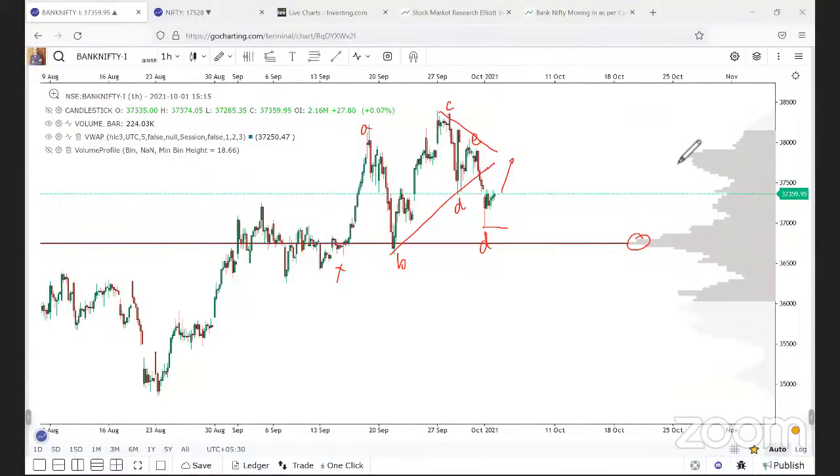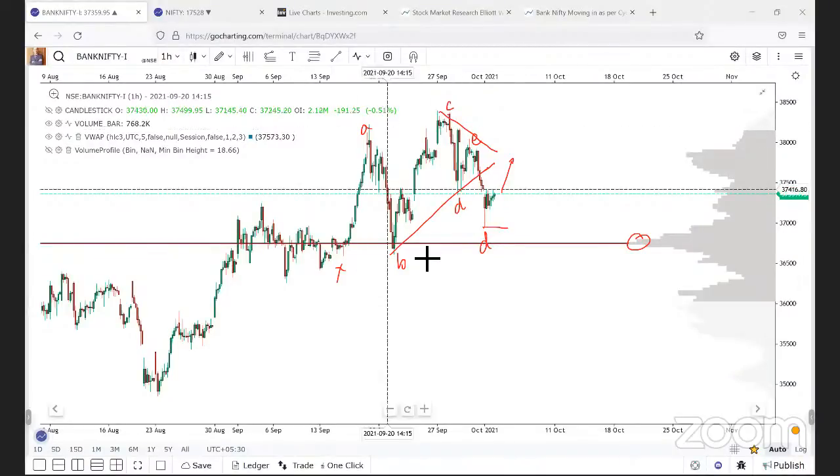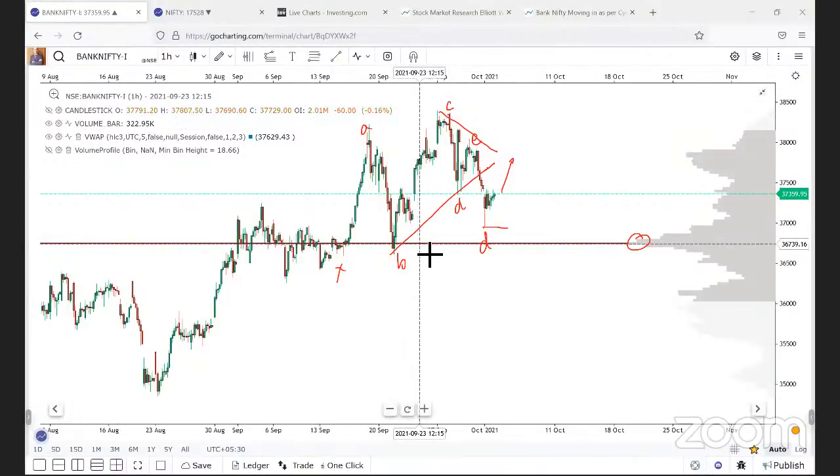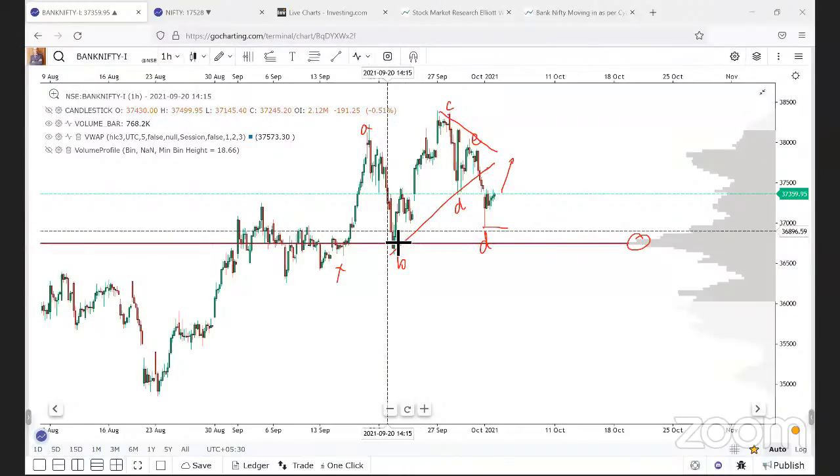Now this level is showing a very high volume profile. That is the level which is also the point of control. So breaking this level will be difficult. This level is 36,700. 36,700 is going to be important.